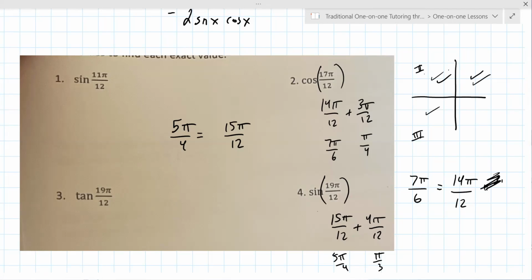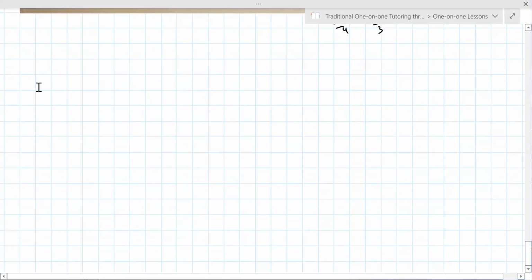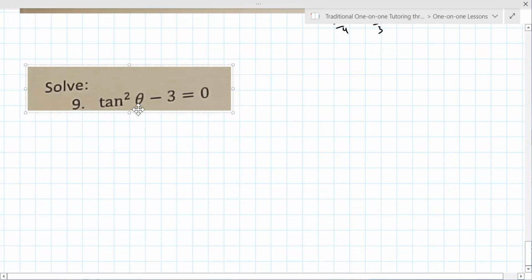Okay, so if those are clear, I'd like to do some solving problems again. These seem to be new-ish to you. They do rely on your unit circle. So let's take a look at 9. Let me know when you're all ready for us to get going. I'm ready. Great.